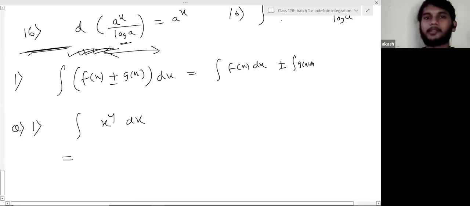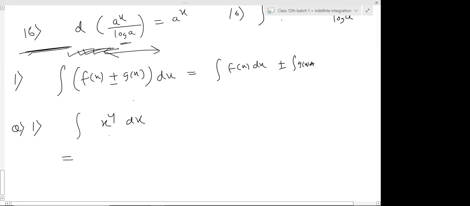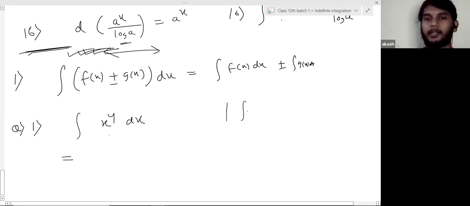16th formula. This is x raised to the power n, right? Krishna, this is a raised to the power x, like 3 raised to the power x, an exponential function. This is a polynomial function, right? x raised to the power n. Yes, sir. So this formula is integration of x raised to the power n.